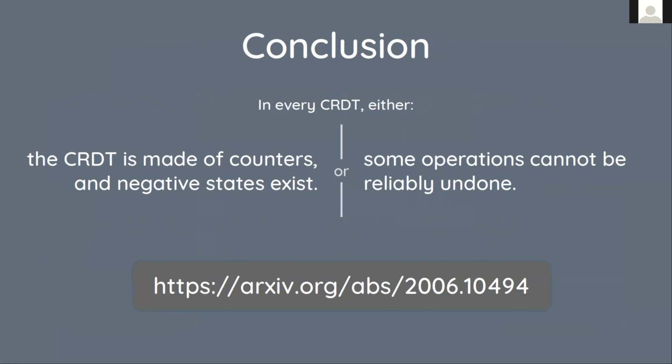In general, this means that every CRDT either is made of counters, and in particular can be driven to negative states where an action must be performed, something must be added to the to-do list for it to become empty, or like OR sets, there are some operations that cannot be undone. So the full proof is on arXiv. The whole paper there is 4 pages long. It's a reduction to a classical theorem of group theory, so it shouldn't take too long to read. Other than that, I'm happy to take questions.